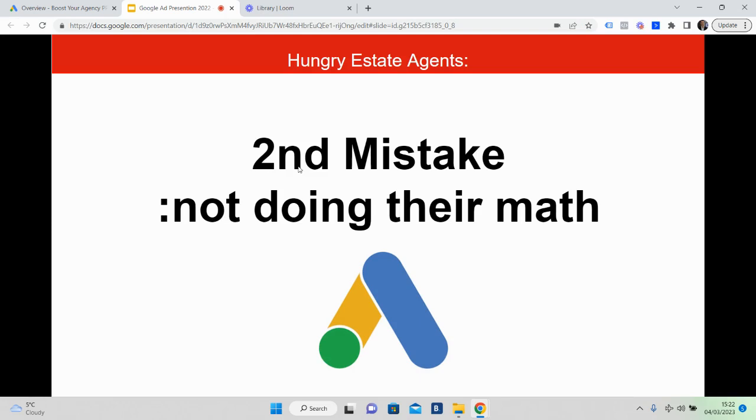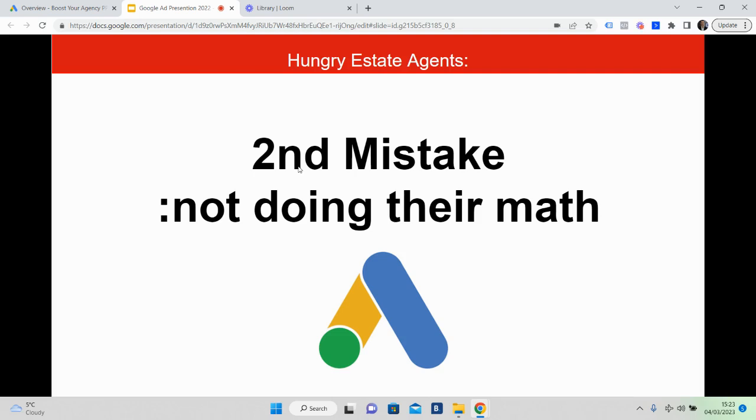Second mistake is not doing your math, boys and girls. Google Ads, in terms of Google search, is the most competitive, but it is the best. It is where people go when they look for a house in the local area. It is most likely going to be that, and then they'll find Rightmove and the portals.